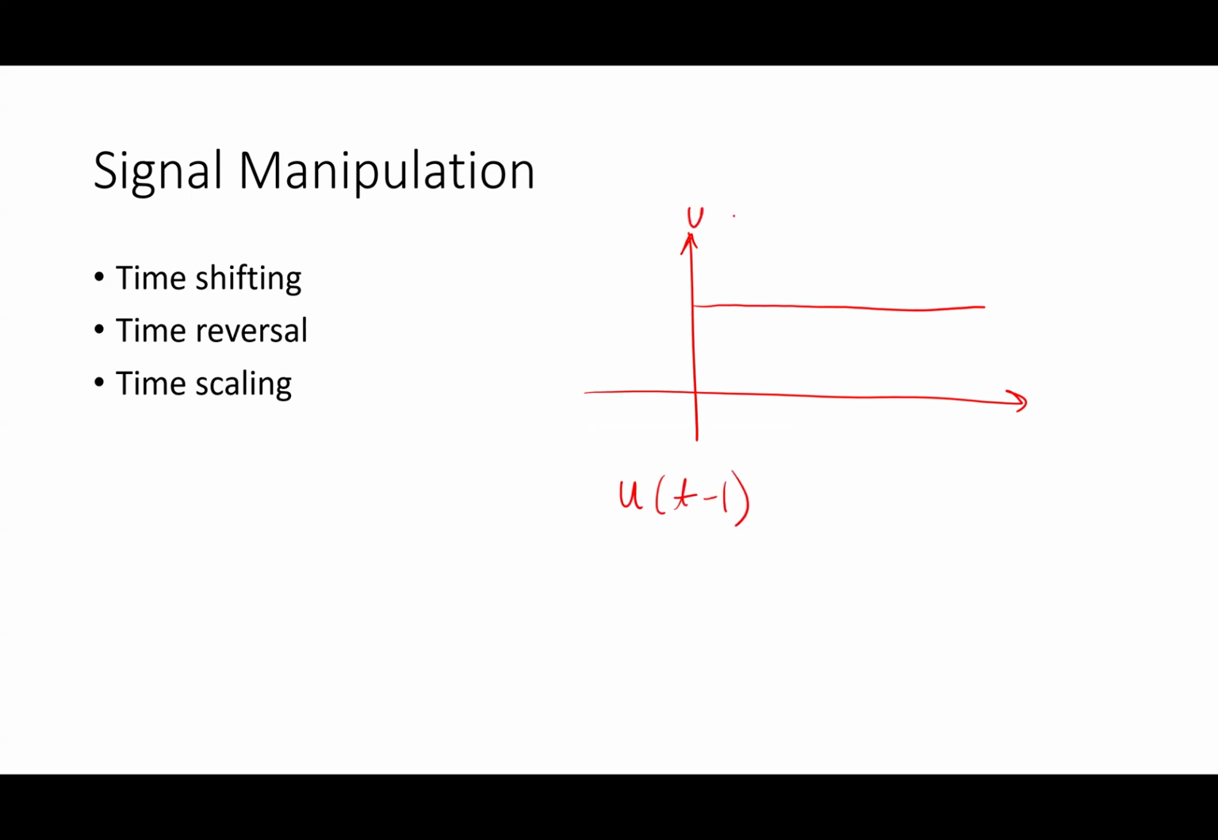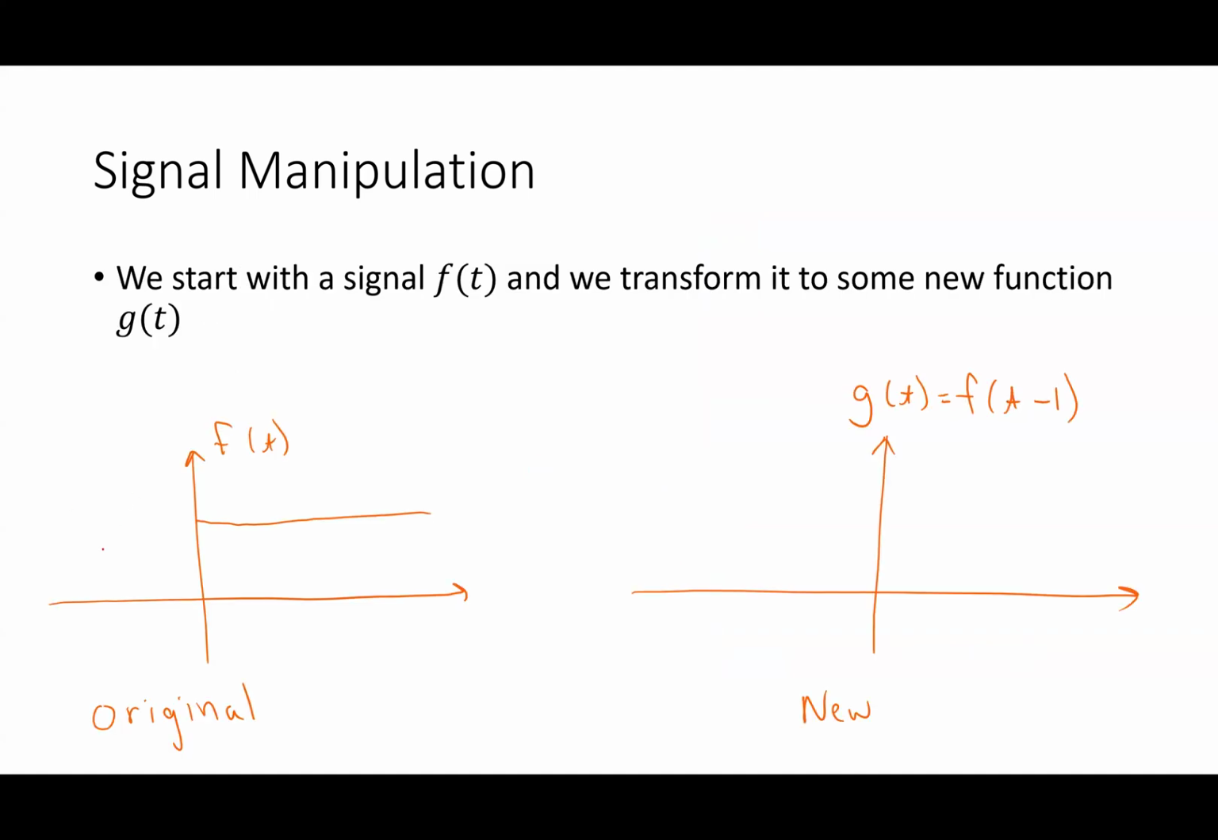So this is u of t. How do I plot u of t minus 1? Let's call this f of t. How do I plot that? I shift it, and I shift it which way? To the right.